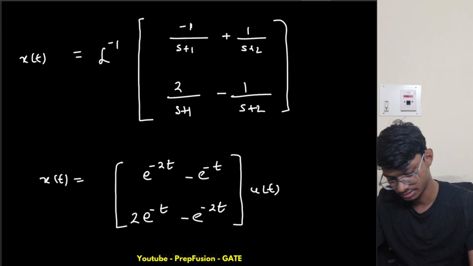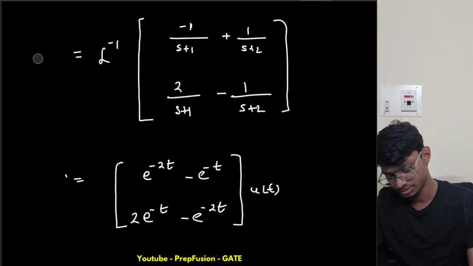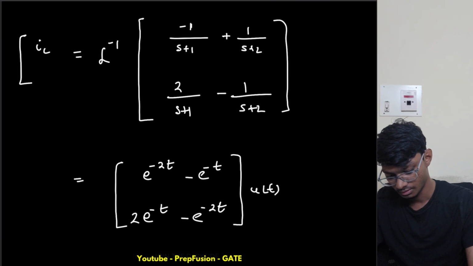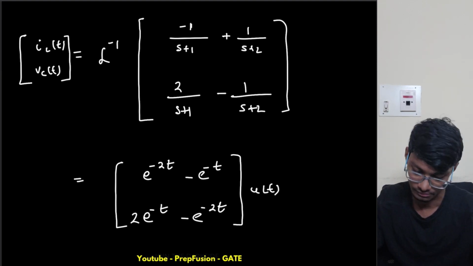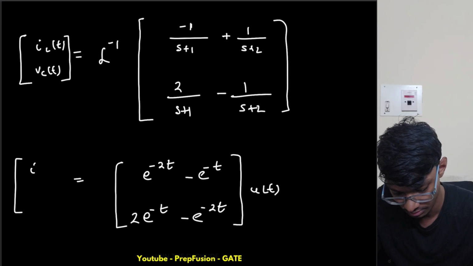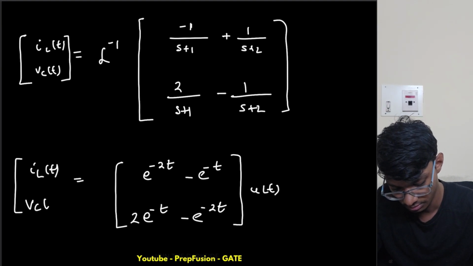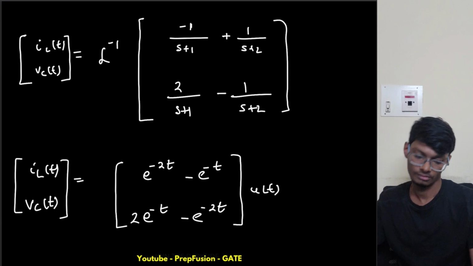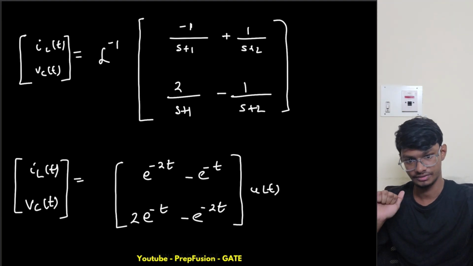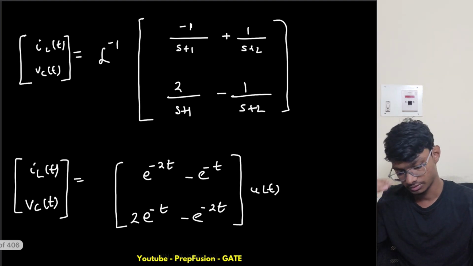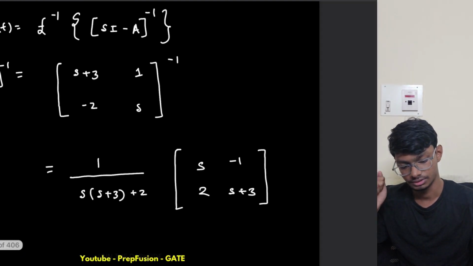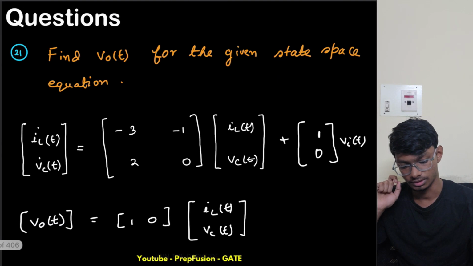So let me write this x of t as the state variables themselves. This is my IL of t, Vc of t, and this is my IL of t and Vc of t, right? So these are my state variables basically. So this was the answer for the 20th question, right? So let's now move on to another question.